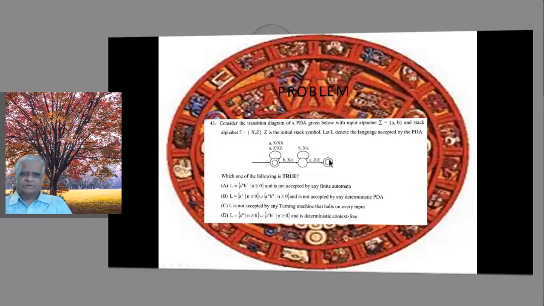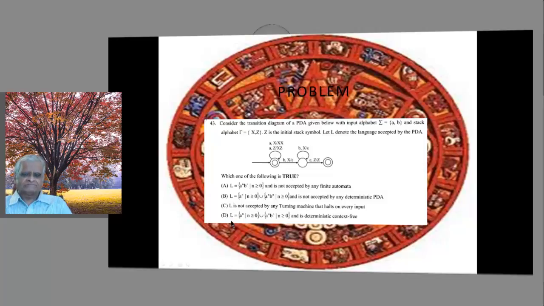Here is the push-down automata, question 43. Consider the transition diagram of a push-down automata given below. Input alphabet is {a, b}. Stack alphabet is {X, Z}. Z is the initial stack symbol. L is the language accepted by the push-down automata. The start state is the final state. Here is the final state. Which one of the following is true?